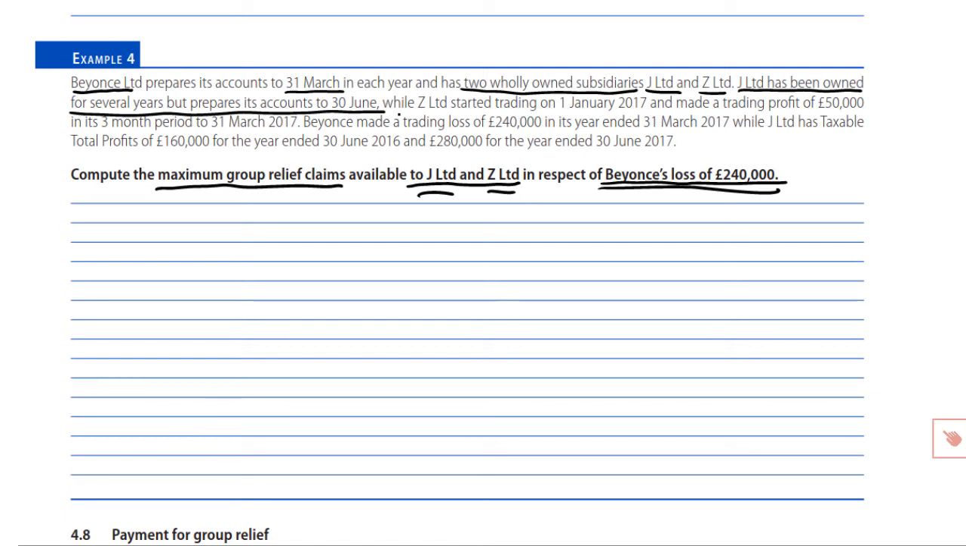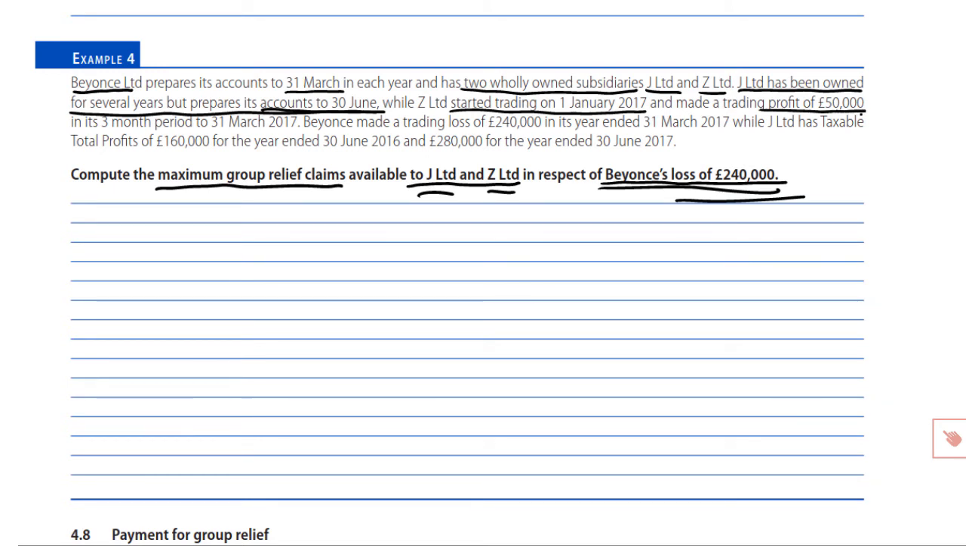The loss maker, Beyoncé, apparently for the loss-making period, we'll see what it is in a moment, has a loss of £240,000, and whereas Beyoncé prepares accounts to 31st of March, our profit maker, J Limited, although owned for several years, prepares accounts to the 30th of June. Non-coterminous accounting period ends. The issue for Z Limited there is that it started trading only on the 1st of January 17. It made a trading profit of 50,000.